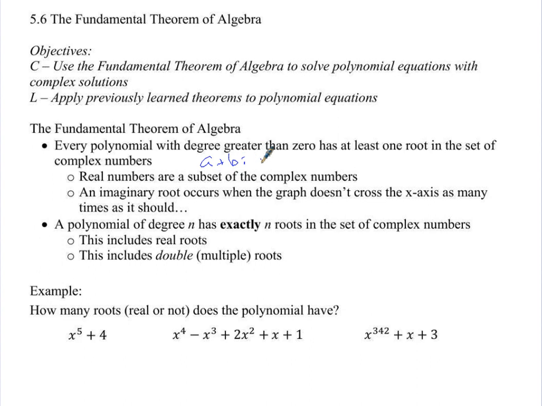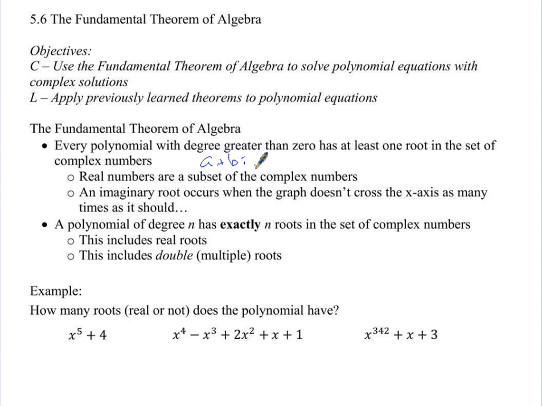If I have a real root, then that means that there's no imaginary part, which means that the b would be 0. It has to be 0 in order for the imaginary part to disappear.